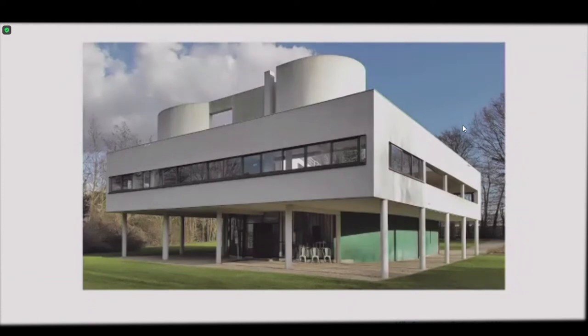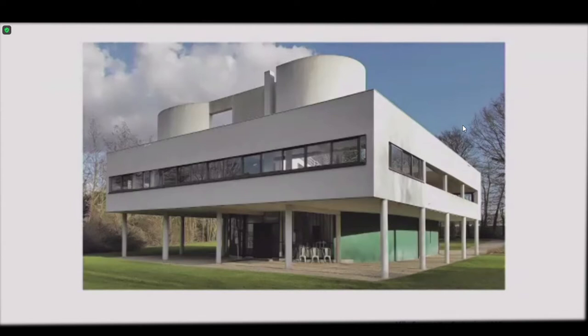We will look at a different aspect of architecture from now, a more generic, more global aspect of architecture, not just Korean traditional architecture. You're looking at a picture of probably the most famous and most influential residential architecture of the 20th century. This is Villa Savoye, designed by the famous Swiss-French architect called Le Corbusier. This was built in 1929, 10 years after the Spanish flu.